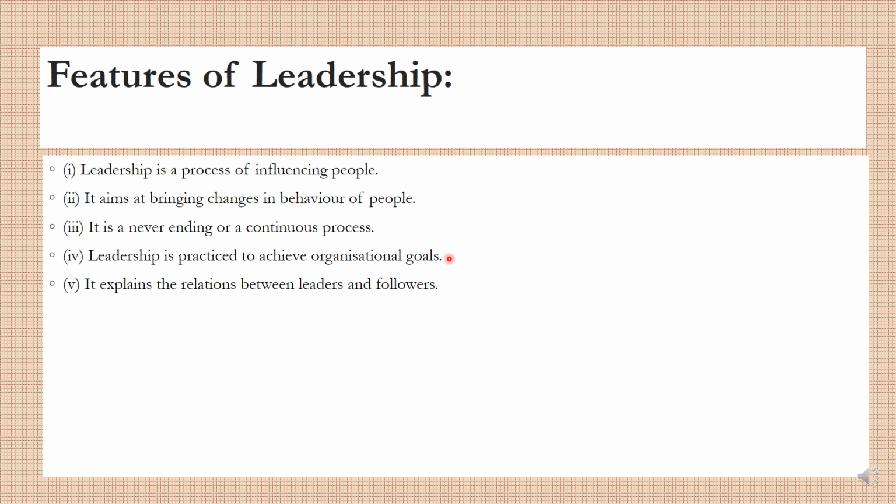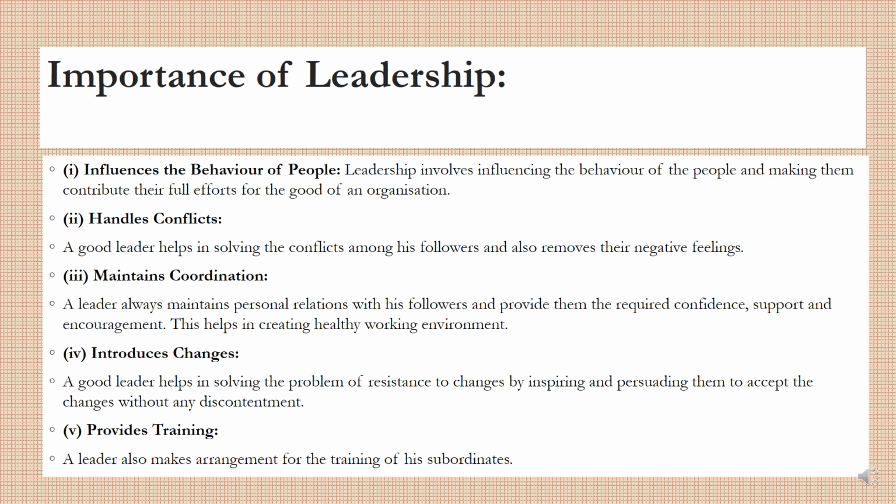Leadership is practiced to achieve organizational goals. In the organizational sense, yes, it is to be practiced to achieve the organizational goals. And last, it explains the relationships between leaders and their followers. What kind of leadership it is, we will check in our leadership styles, that there are varied styles of leadership according to the followers, or it may be innate in the leader only.